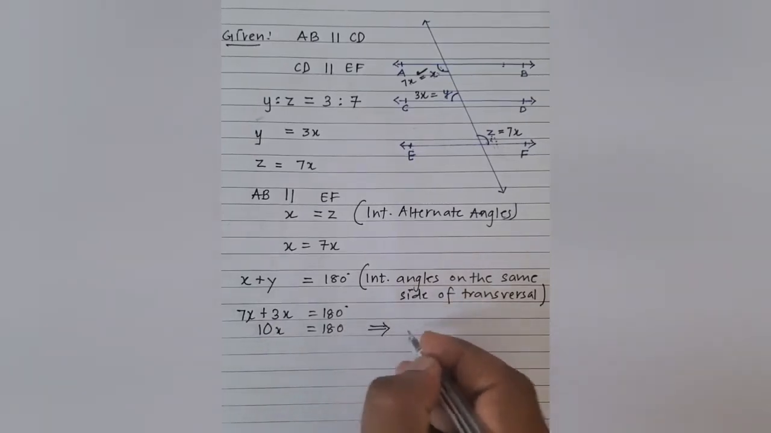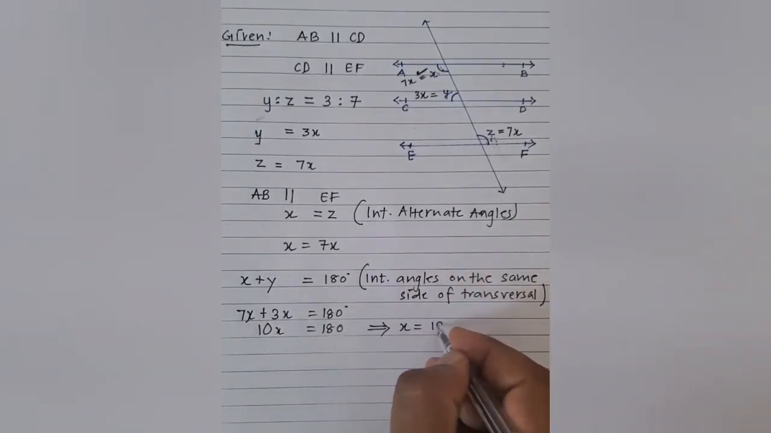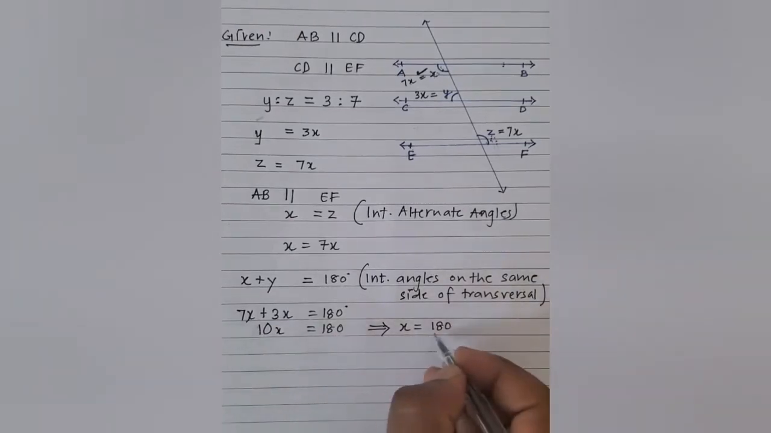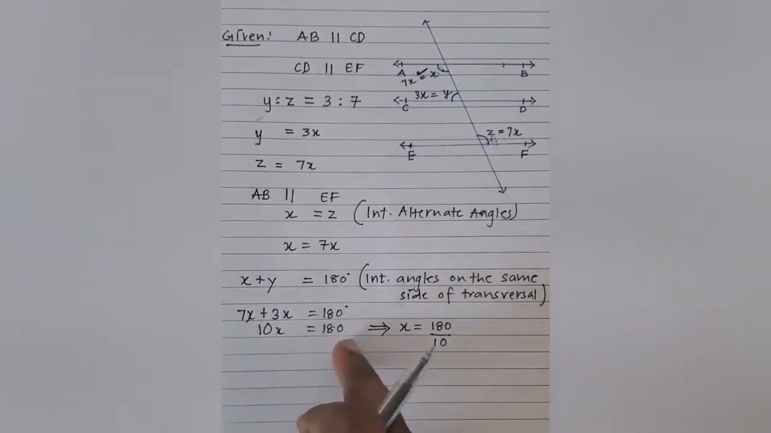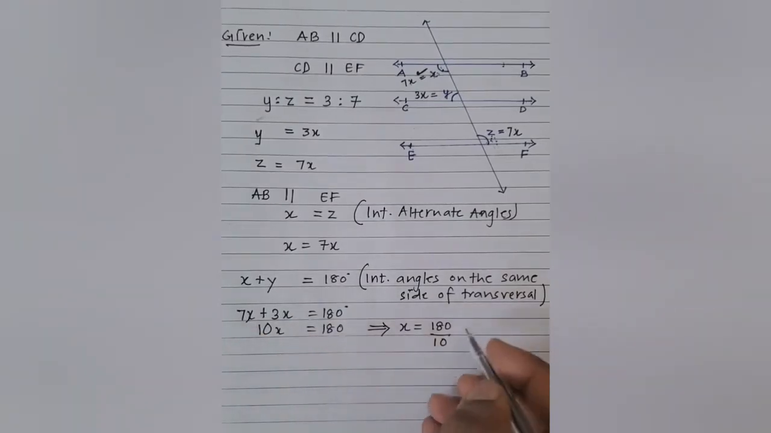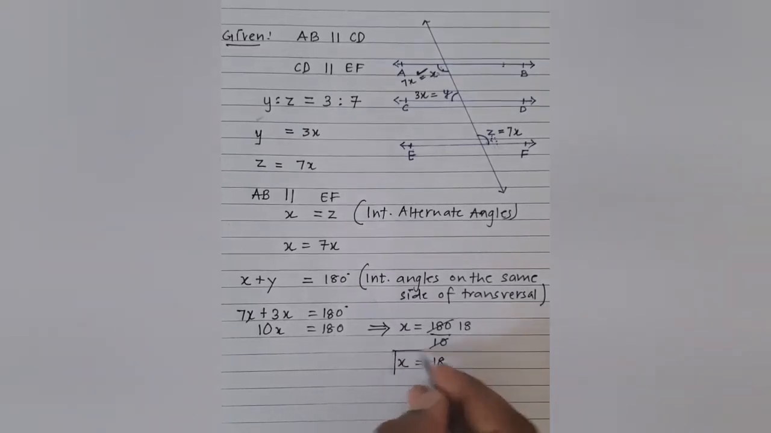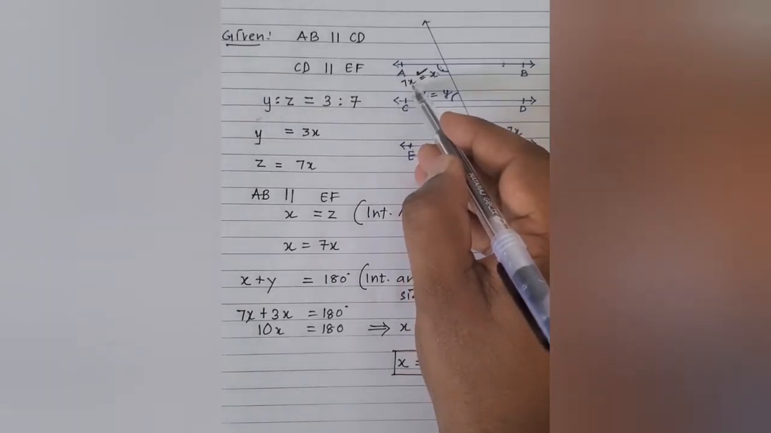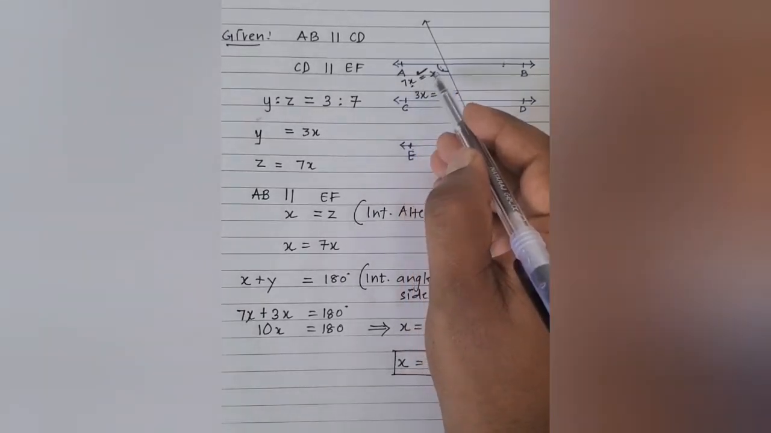From that I can write that x is equal to 180 divided by 10. If 10x is equal to 180, to find x, 10 goes to the other side and goes into division. So what do I get? x is equal to, if I solve this, 18. The 0 and 0 get cancelled out. So what is x? x is equal to 18. I'll put that value over here and find the measure of the variable x.